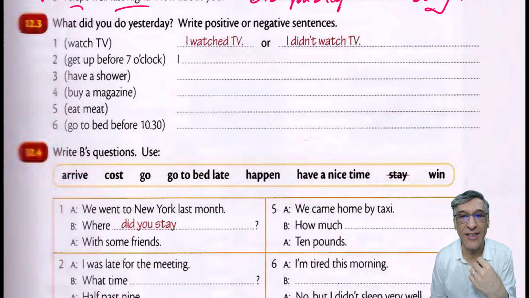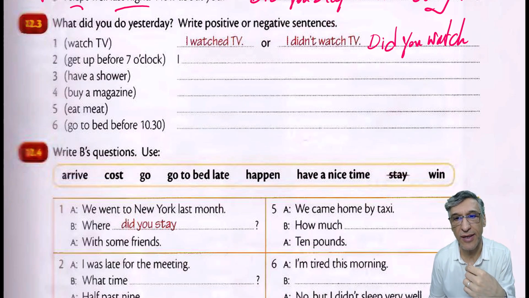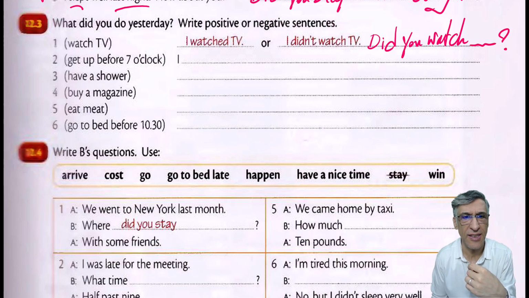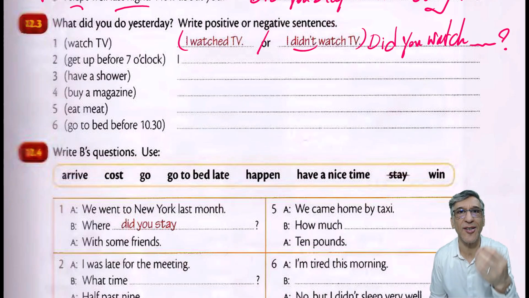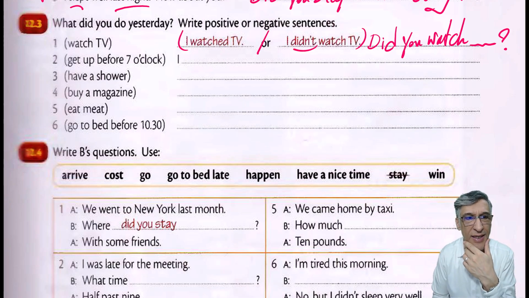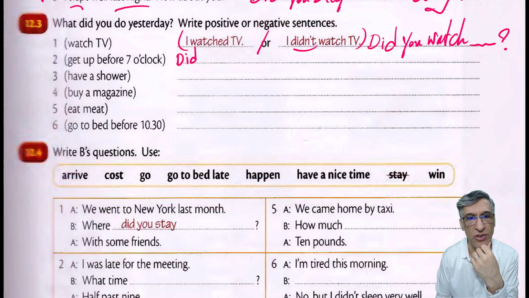Did you watch last night? Did you watch this week? Did you watch last week? Did you watch a film? Did you watch anything? You can make a question. Yes, there is no question here. It says simple or negative, but I am adding some questions too. Yes, why not? Get up before 7. Oh, it says did you? I just like to change it. Did you get up before 7 today?